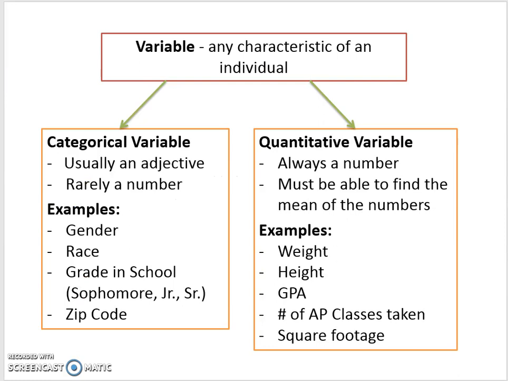So, a couple examples, just so you can see the difference between the two. Some basic categorical variables: gender, race, your grade as far as sophomore, junior, senior. And then some quantitative examples: weight, height, GPA, etc. So if you want to jot down some examples for yourselves, that might be a smart thing to do.